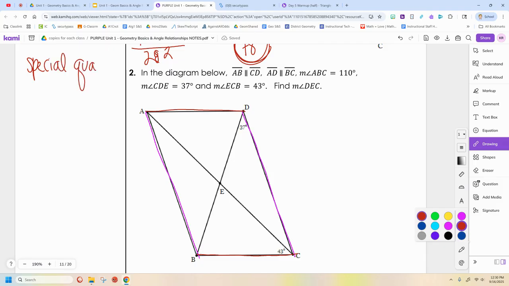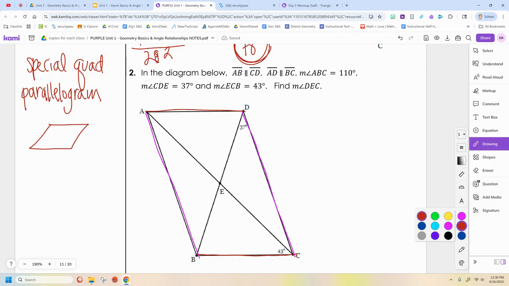I said the word twice already. Parallelogram, right? It's a parallelogram. Okay, so let's remember what we need to remember about parallelograms and their angles. So I like to draw a little sketch of a parallelogram. Doesn't need to be perfect, right?